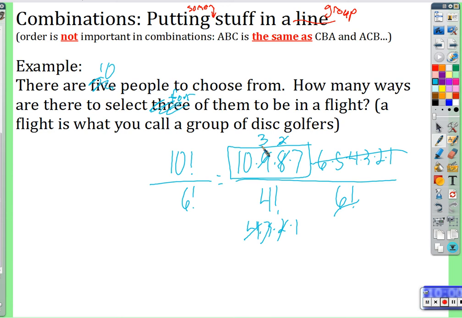How big is 10P4? 5,040. So we went from 5,040 to 210. That's quite a bit less. When you disregard order and say order's not important, I just care how many unique groups there are, it takes it down, sometimes by a lot.